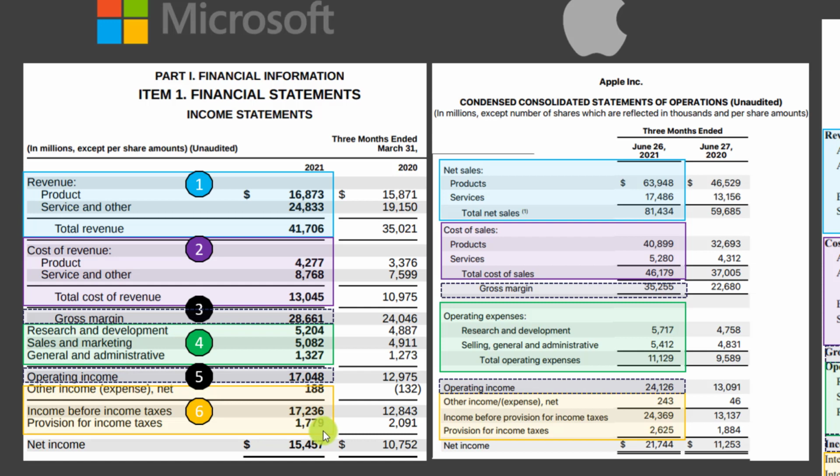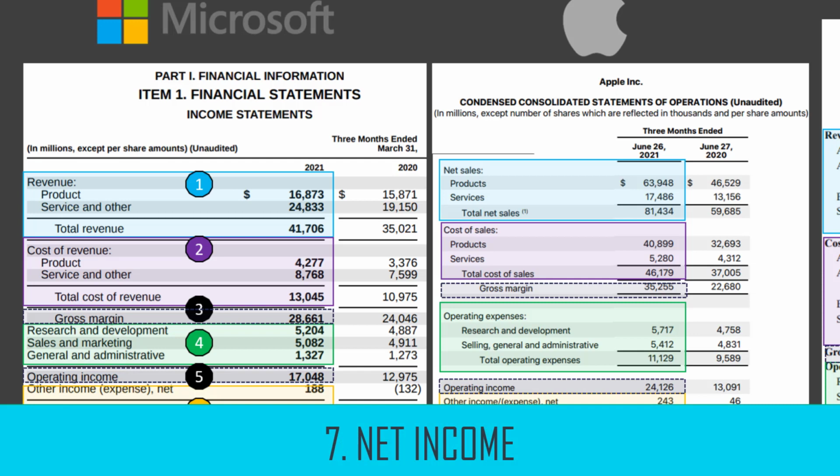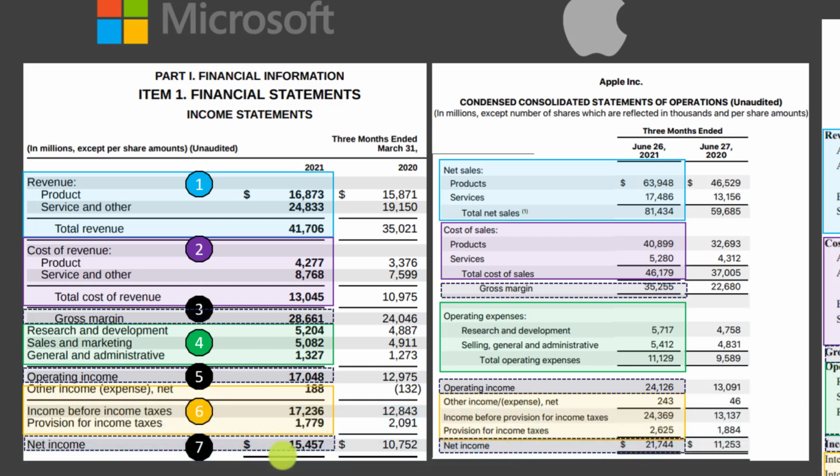The final section of the income statement is the net income. The net income represents the total net income of a company, considering both the operating and non-operating income and expenditure, everything together. If this amount is positive, it is considered a profit. If it is negative, it is considered a loss.